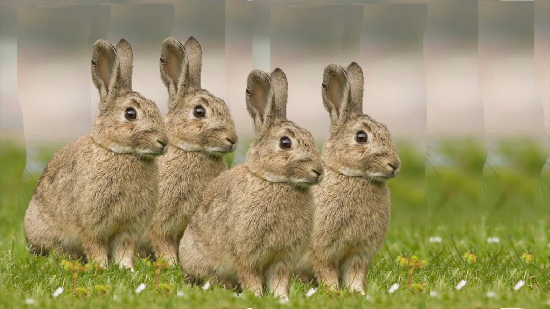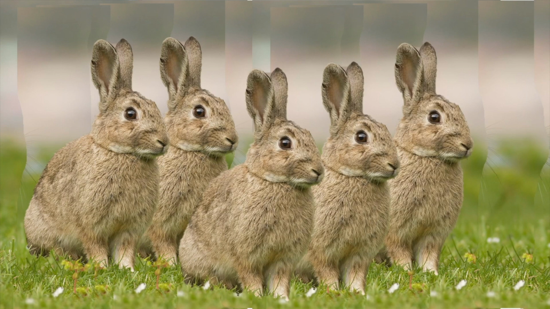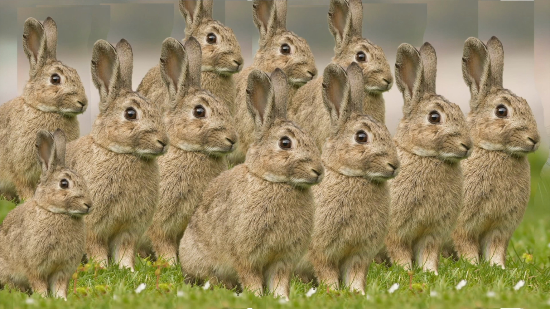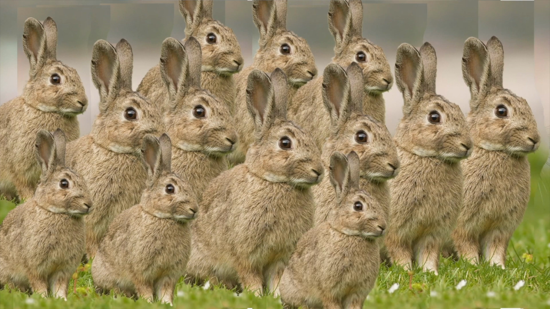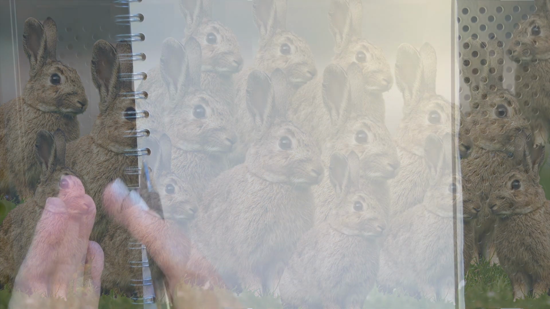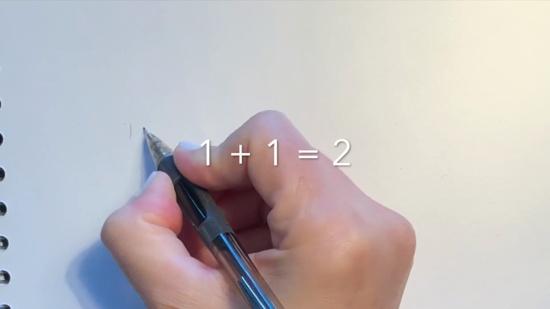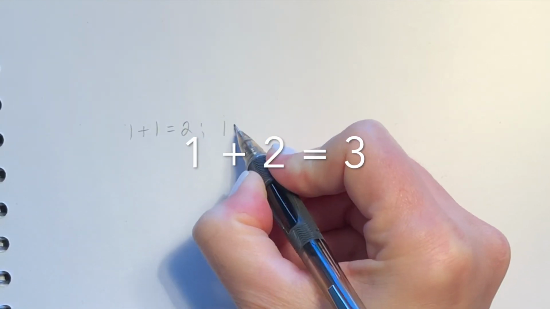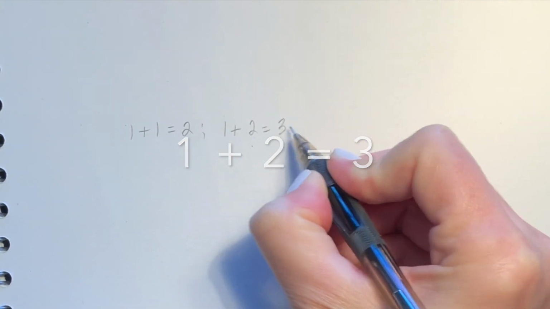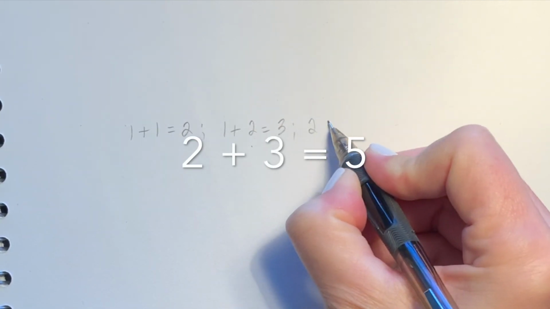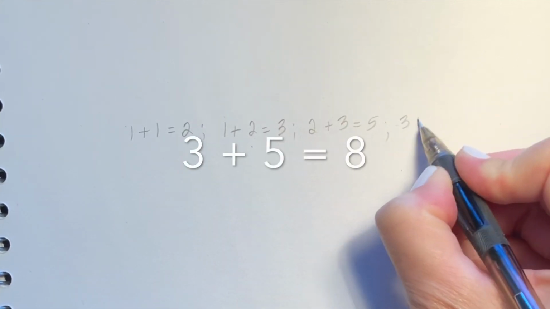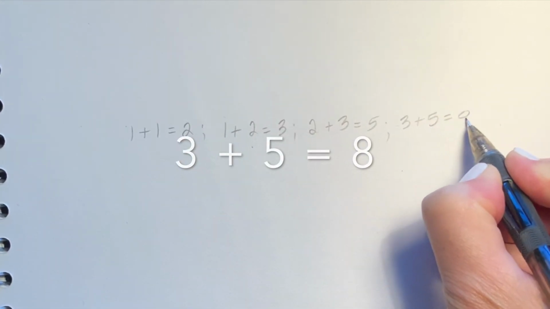What happened is he put two rabbits together and he got a third. One rabbit and two rabbits made three. Those two numbers, 2 and 3, made 5 rabbits. 3 and 5 made 8 rabbits. So the sequence ends up being something like this. 1 plus 1 equals 2. 1 plus 2 equals 3. 2 plus 3 equals 5. And 3 plus 5 equals 8.